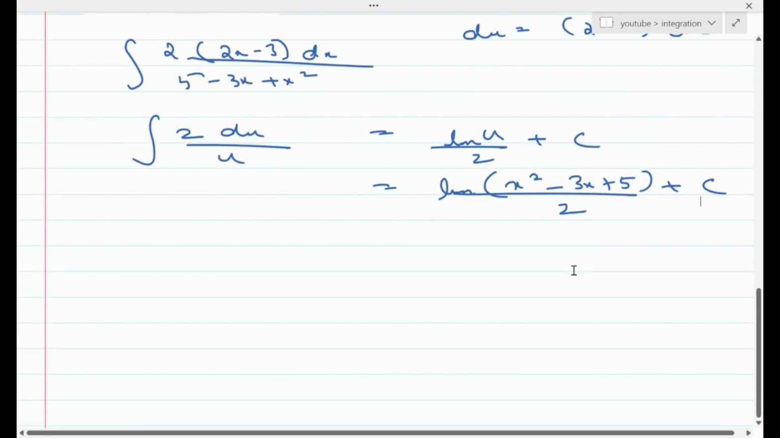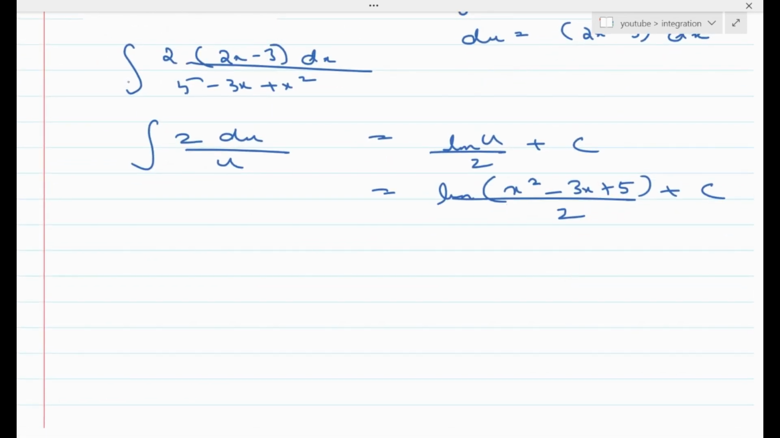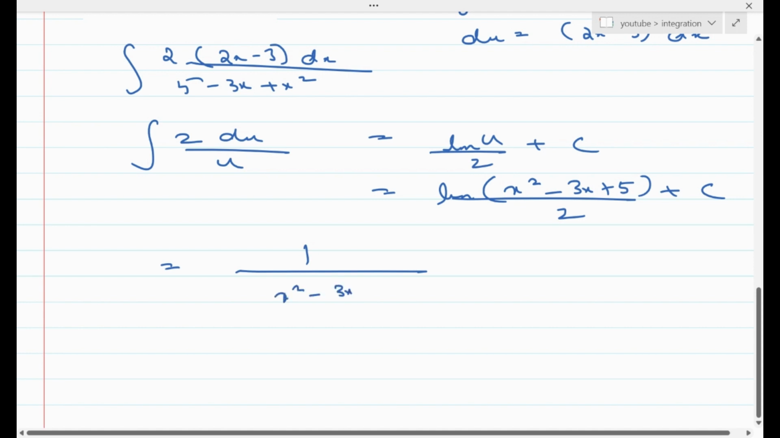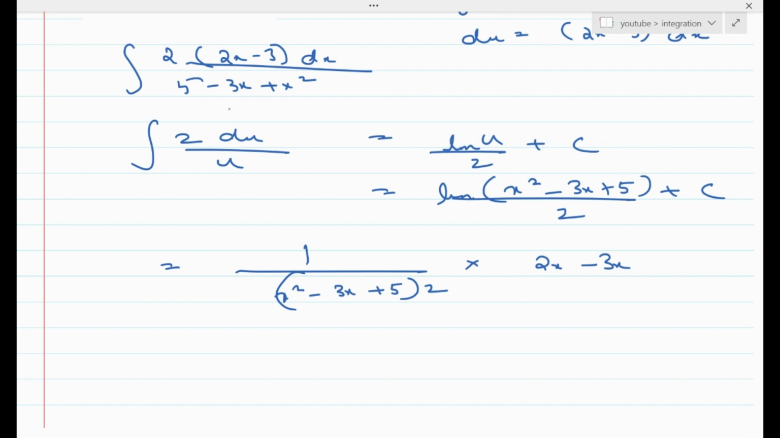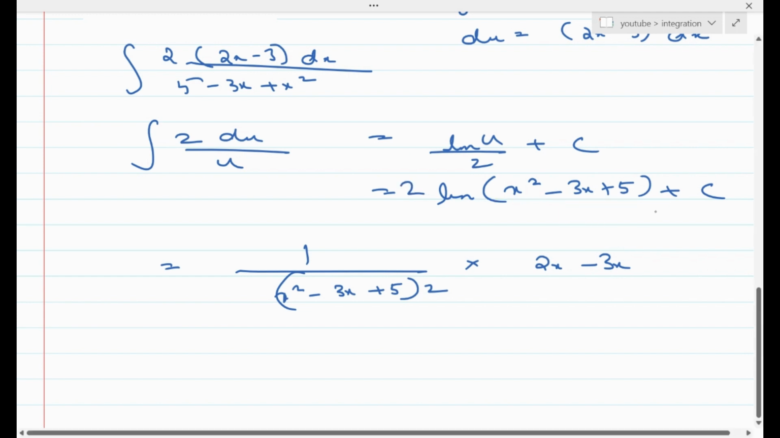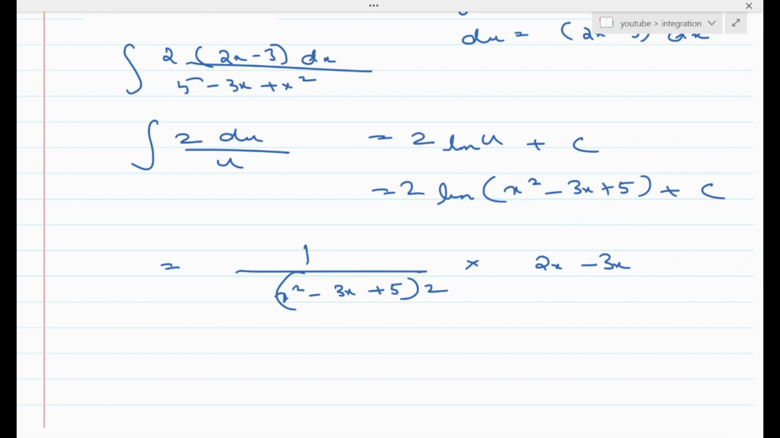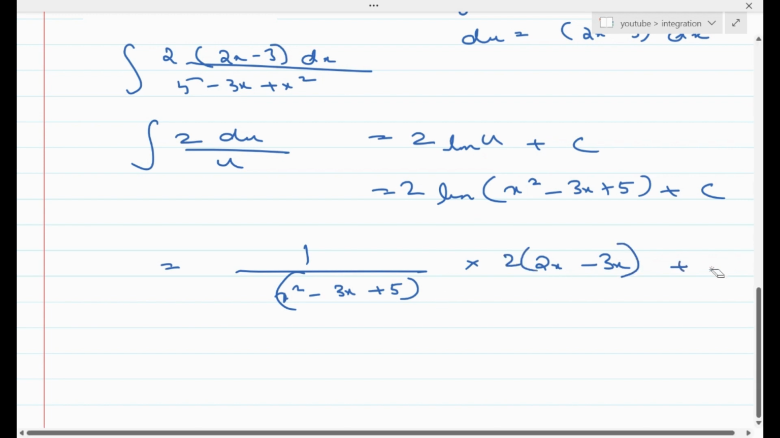And a quick way to check your integration is just differentiate this and see if you're getting the question that we started out with. Let's just do that. Derivative of ln would just be 1 by x square minus 3x plus 5 times 2 into derivative of this, which would just be 2x minus 3. And if we notice, this is adding up to what we have over here, which is, oh, sorry, my mistake over here. It should be 2 ln instead of ln by 2. So over here we would have had 2 times 2x minus 3 plus c.